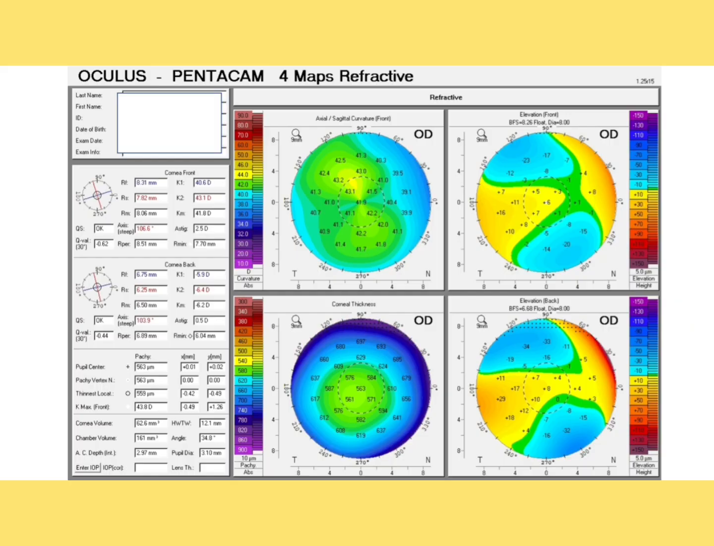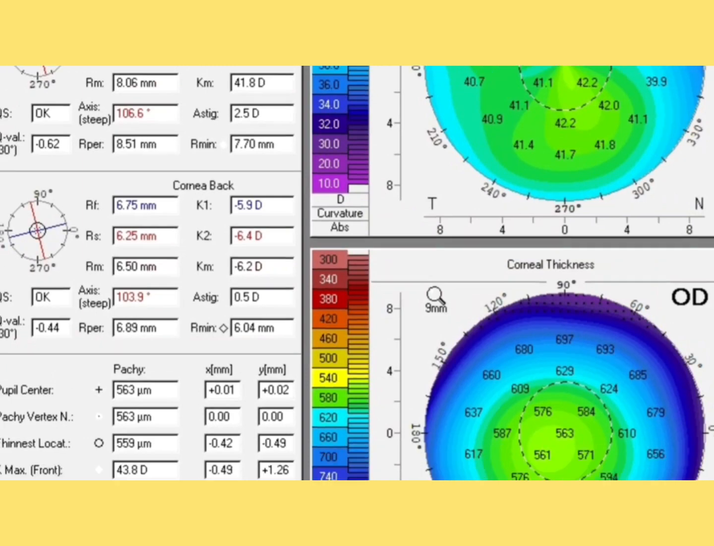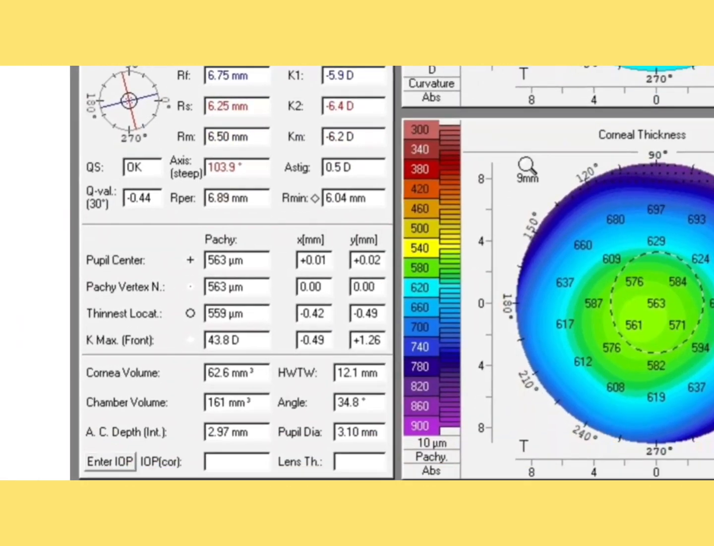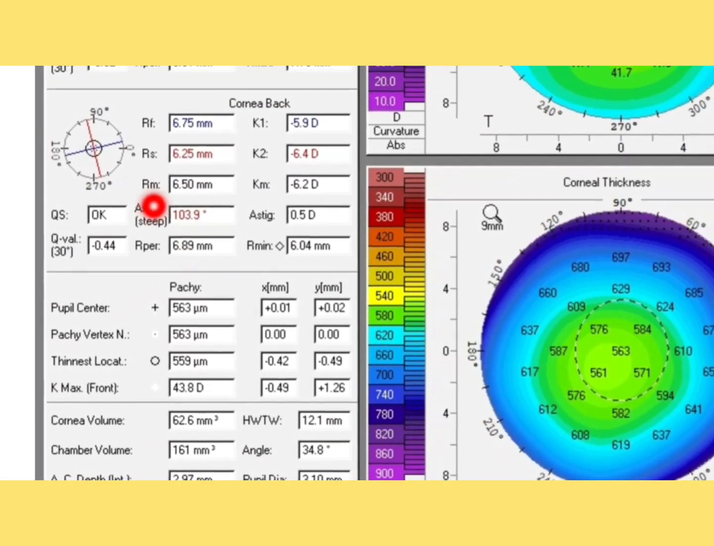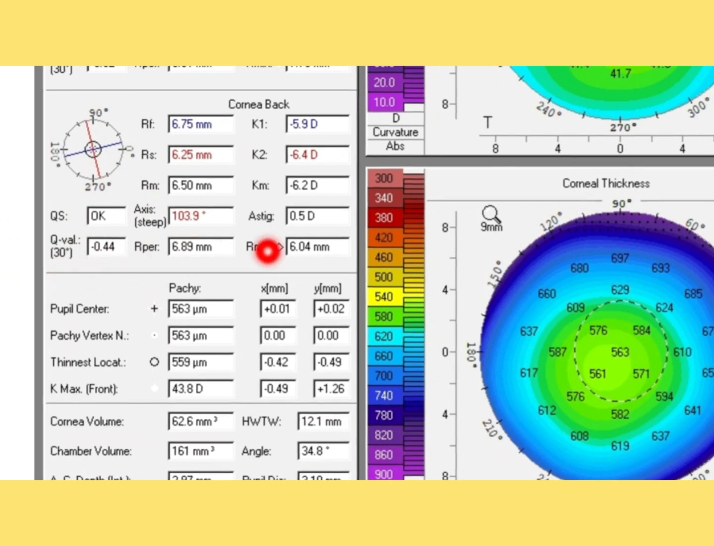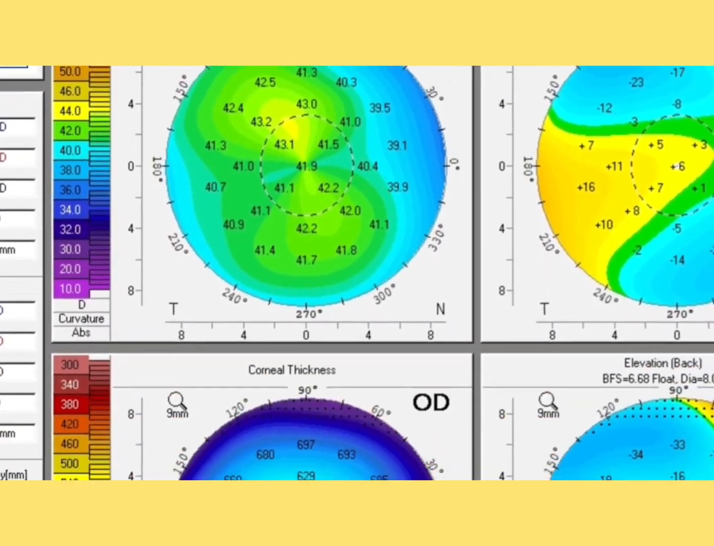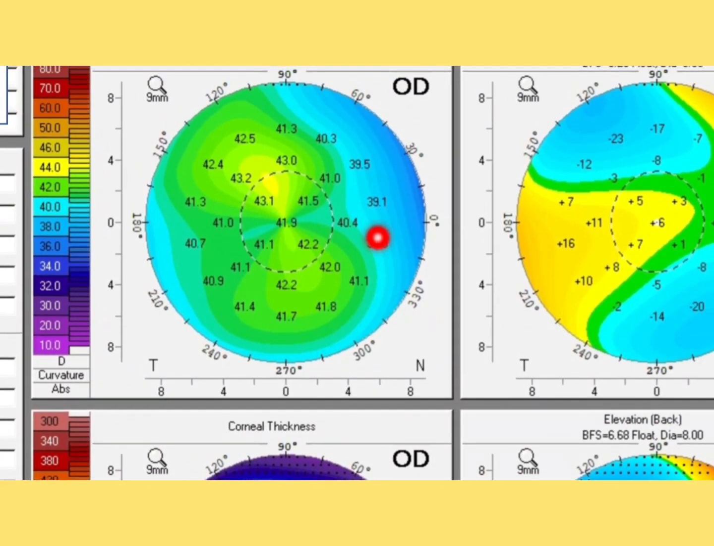Now in this slide you can see a Pentacam report. Let me read the report for you. First of all, what we need to see is the QS value, it's okay. The Q value is also normal. The KMax value is 43.8 and the thinnest local is 559, it's normal, right? If I tell you about the sagittal map, here you will see an asymmetrical bow tie with superior steepening, but the difference between these two is in the normal range, right?